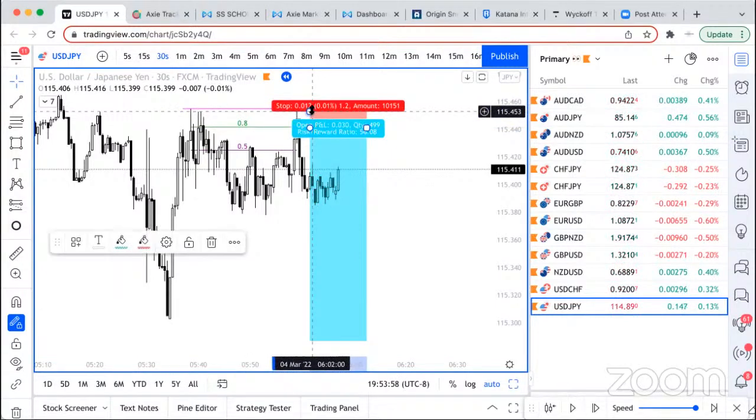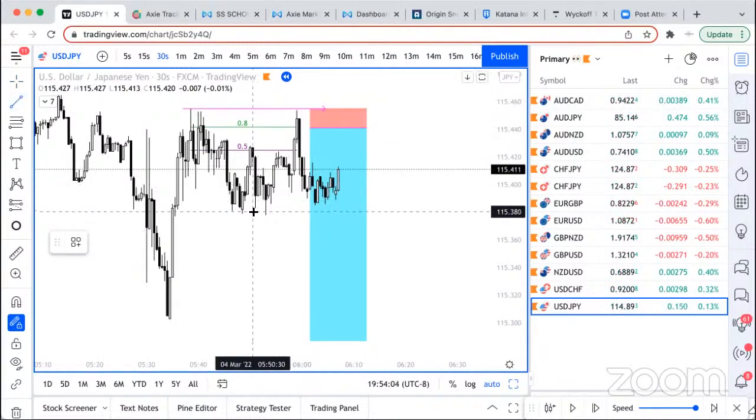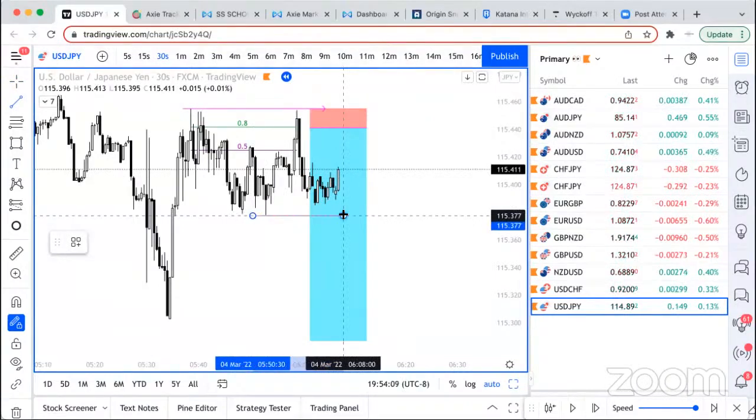So there's where we got tapped in. And now ultimately, in order to look for some re-entries, I want to see this broken. Now I chose not to look for re-entries due to the fact that it was Friday. It wasn't late in the day, but I was relatively done with my trading week.